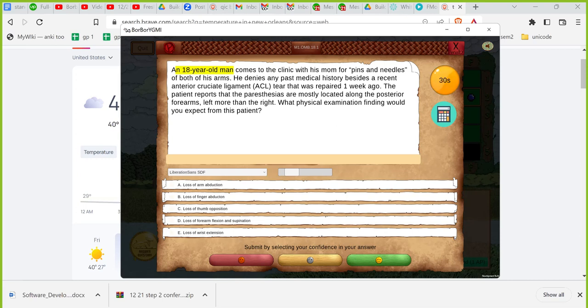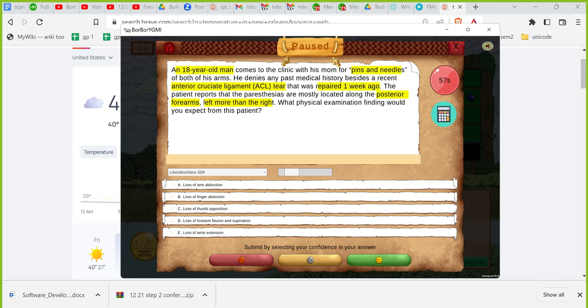So, an 18-year-old man comes to the clinic with his mom for pins and needles in both of his arms. He denies any past medical history besides a recent anterior cruciate ligament tear repaired 1 week ago. The patient reports that the paresthesias are mostly located along the posterior forearms, left more than right. What physical examination findings would you expect from this patient? There's no need to be nervous if you don't know anything about ACL tears. That's totally fine.